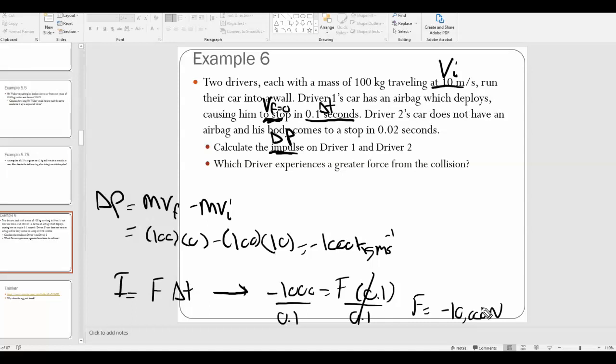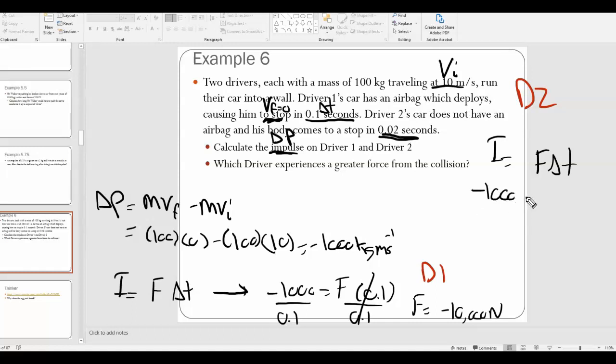What about driver 2? All right, so let me label this. This is for driver 1. Okay, so what about for driver 2? So for driver 2, the calculation would be the exact same, right? The impulse would be the exact same, but now delta t is going to be 0.02 seconds. In other words, because driver 2's car does not have an airbag, it takes him less time to stop.